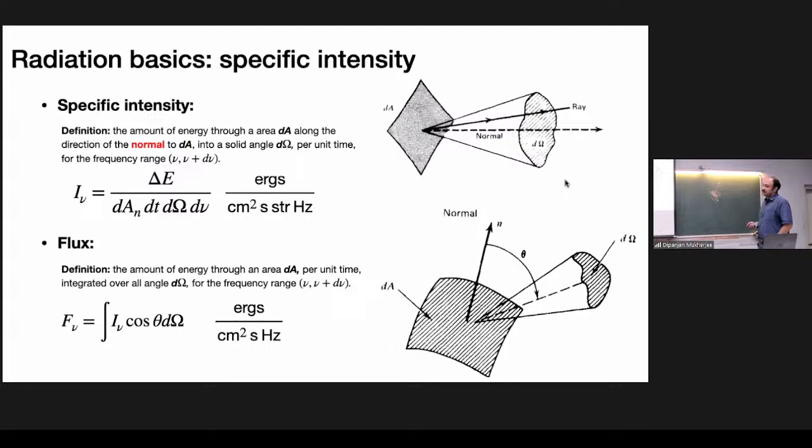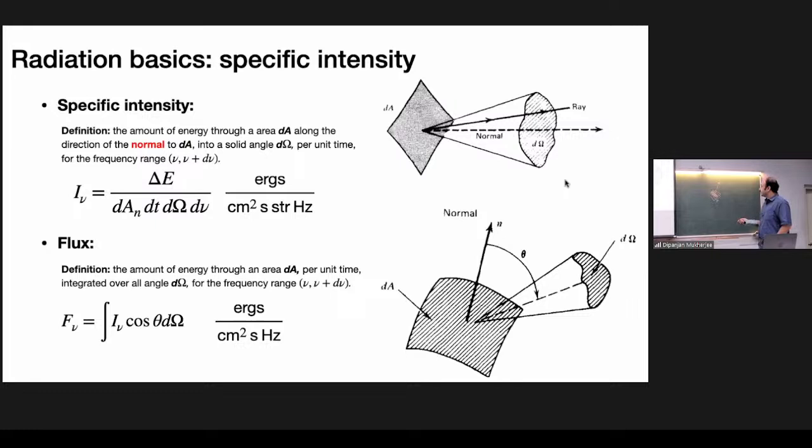Why am I saying this? Because of the next definition, which is flux. How do we define that? The amount of energy through a given area dA, and I'm not talking about the direction anymore, any arbitrary area surface dA, per unit time, integrated over all solid angles. Now, intensity is along a given direction. So if you just look at this figure now, this is more illustrative.